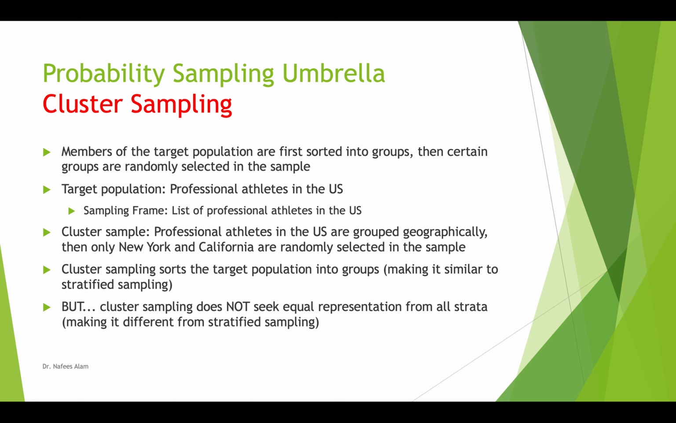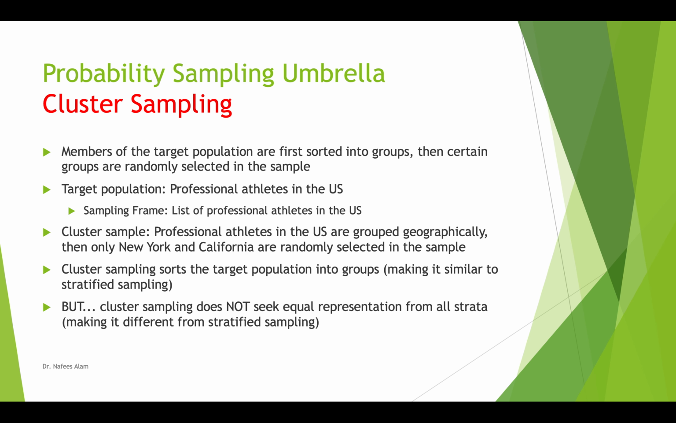Now, cluster sampling is very similar to stratified sampling, and I'll show you why and how, more importantly. Cluster sampling, again, under the probability sampling umbrella, is when members of the target population are first sorted into groups, then certain groups are randomly selected in the sample. Seems very similar to stratified sampling, but I'll explain why they're different. Again, the target population is professional athletes in the U.S. and the sampling frame is a list of professional athletes in the U.S. A cluster sample example would be professional athletes in the U.S. being grouped geographically, then only those professional athletes in New York and California are randomly selected in the sample.